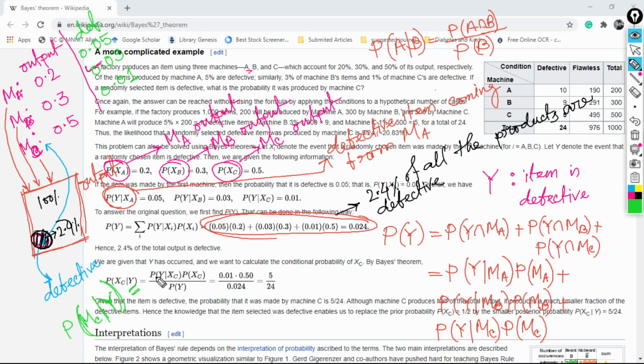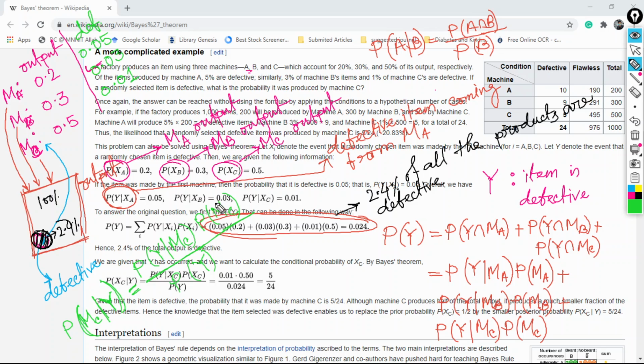So now what will be the probability? Simple, here we are applying Bayes theorem. So what does Bayes theorem say? See the beauty of Bayes theorem: the probability of Y given MC, into the probability of MC. This is the simple definition of Bayes theorem, nothing else.